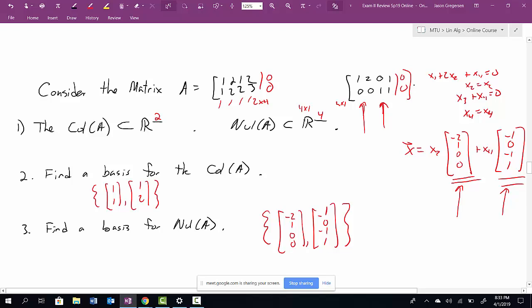If I take the number of columns with pivots plus the number of columns without pivots, I get the number of columns, right? The number of columns of the matrix. So in this case, there's 4 columns. Dimension of the column space is 2. Dimension of the null space is 2. They add up to 4. That's a little mental check for myself.